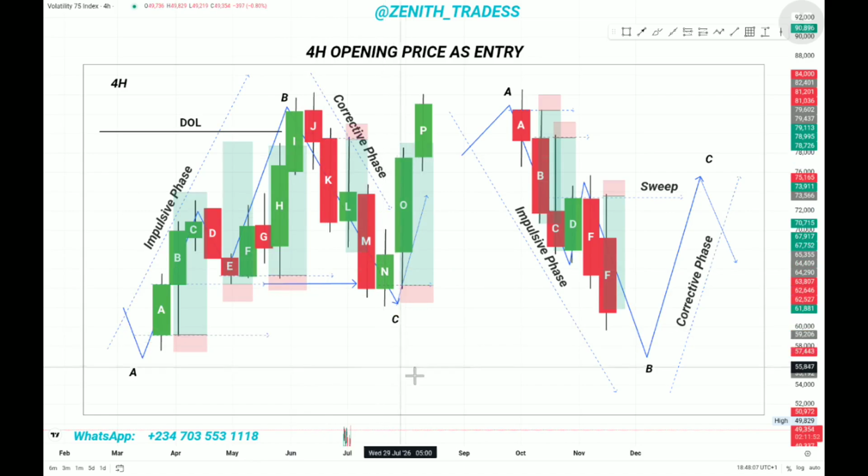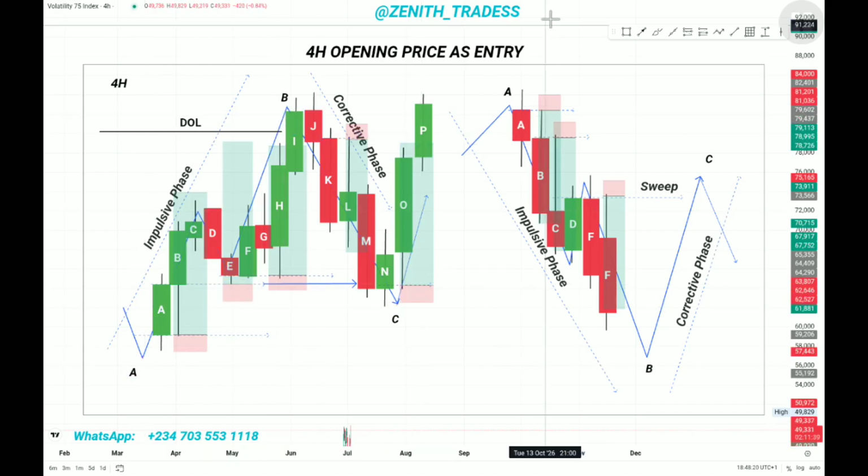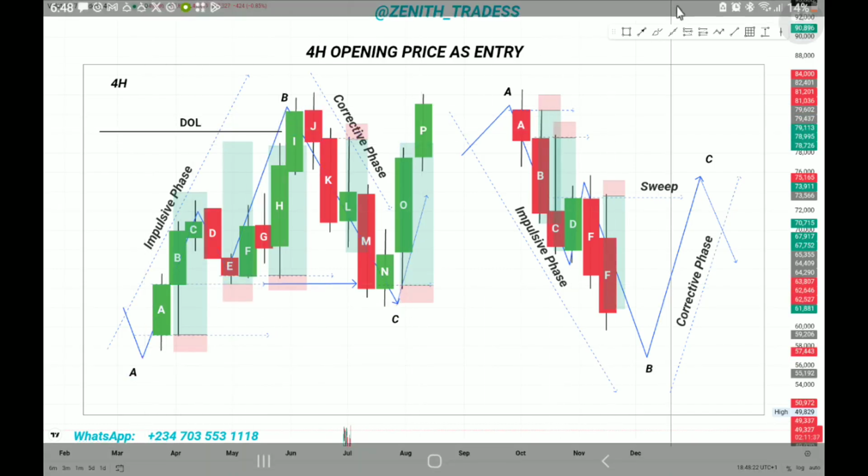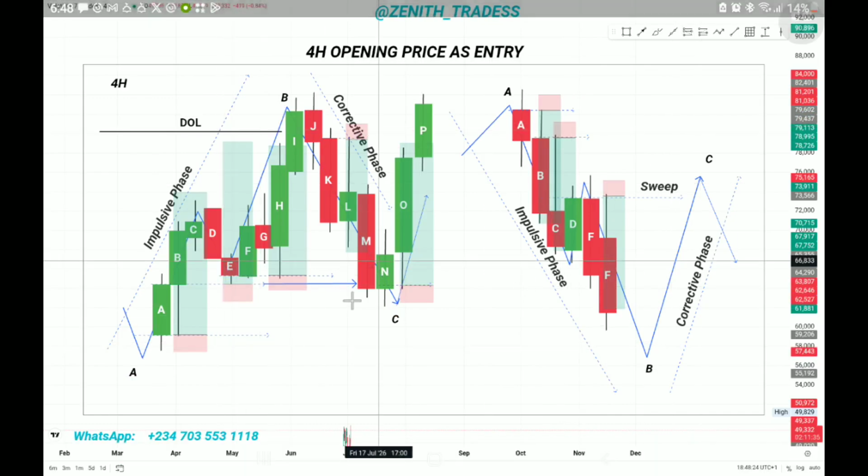I want to explain to you how we can frame our entry using 4 hour opening price. So it's still the same impulsive move, corrective move, impulsive move, corrective move, impulsive move, corrective move. So this is a bullish scenario.